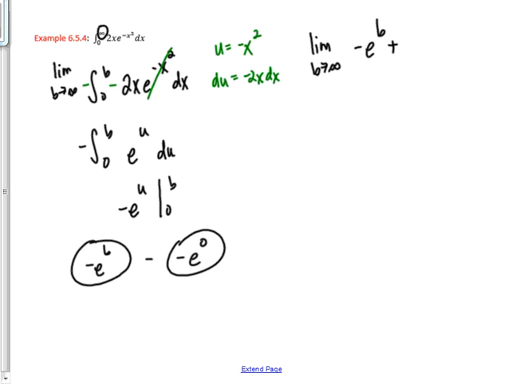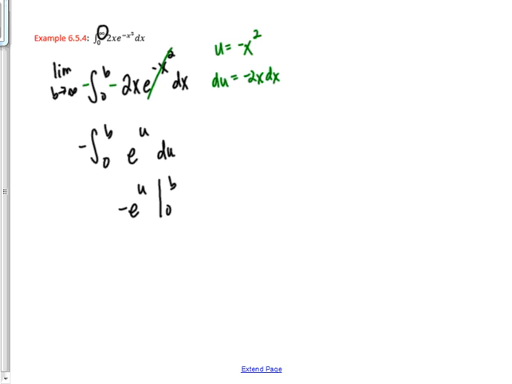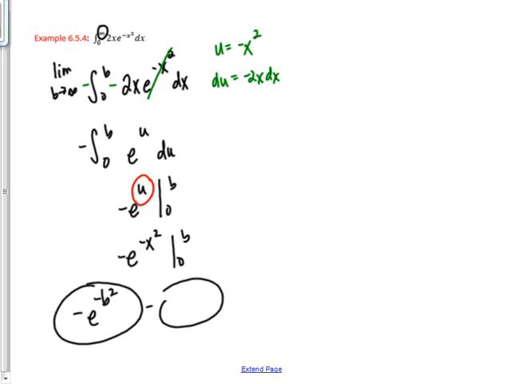Oh, I made a mistake. Let me go back. I'm sorry. Back up, back up, back up. I got a little ahead of myself. It's negative e; I didn't replace u. Big mistake on my part. Glad I caught that. So that's a negative x squared from 0 to b. Okay, so that changes our problem completely. Sorry about that. I'm not paying attention.